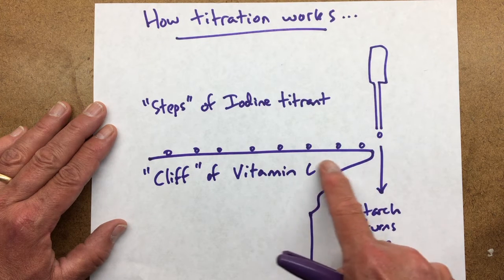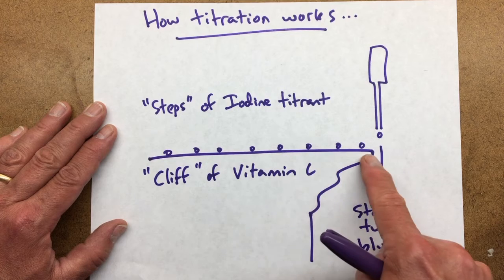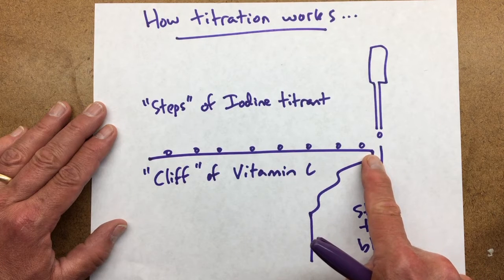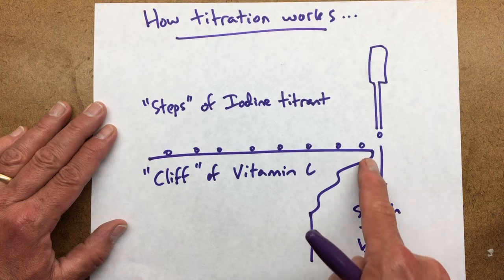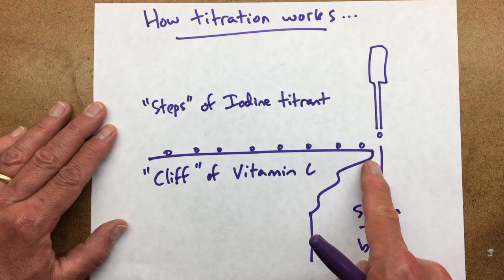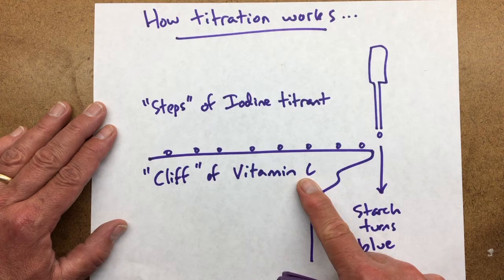We have to add more than it takes to exactly react with the vitamin C that's in the sample, but we don't want to add too much extra. We want to know where that edge is as close as we can. We want to have an accurate measurement of how much vitamin C there is.